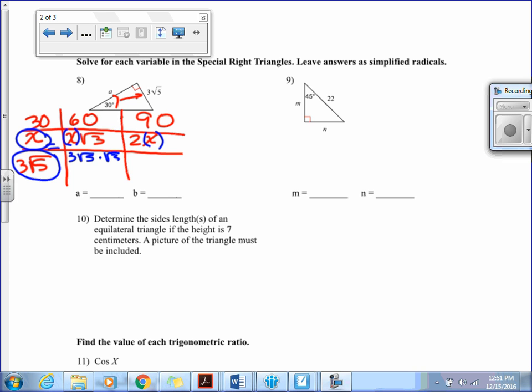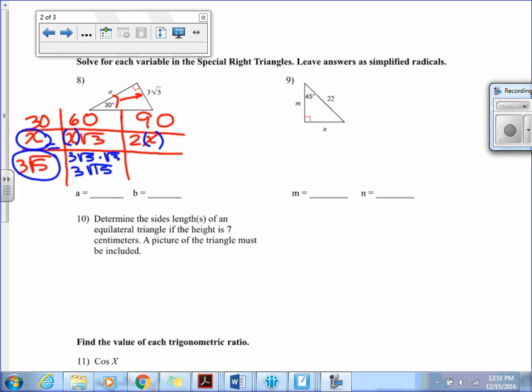So I'm doing it this way. This is 3 times the square root of 5 times the square root of 3. What can I simplify? That will give me 3 square roots of 15. Can I break 15 down? No, not into a square factor. 15 doesn't have a perfect square factor. We're done.